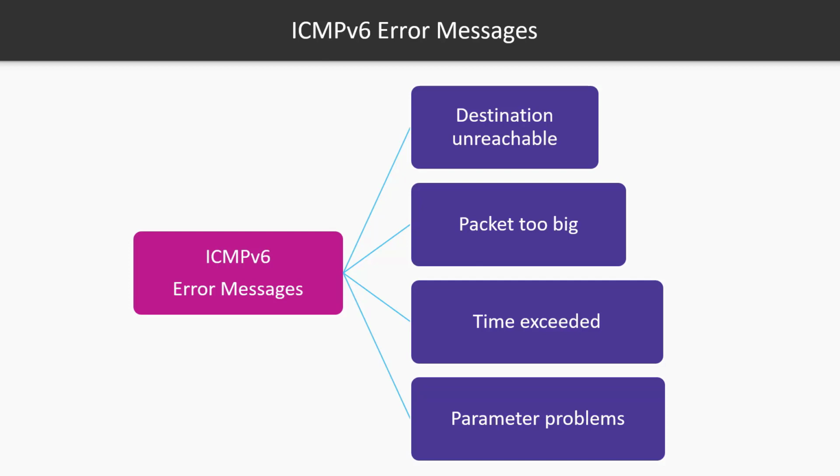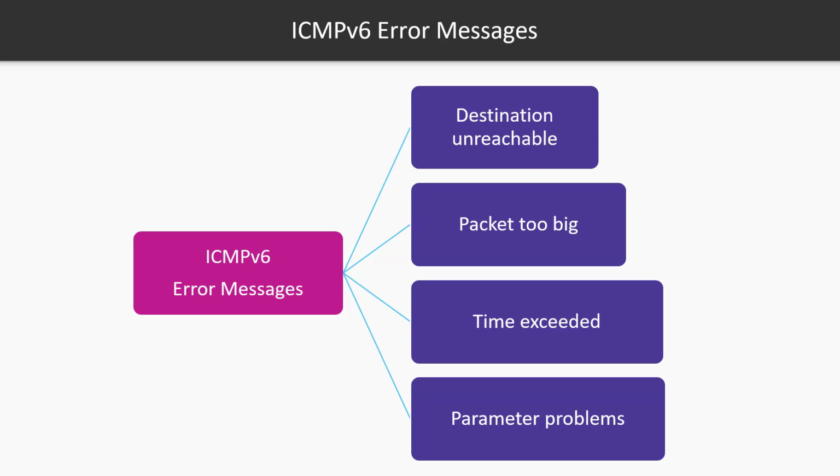Time exceeded is similar to the time to live field value in IPv4 datagram header. So the IPv6 header includes a hop limit field. The hop limit field value in the IPv6 header is used to prevent infinite looping. So here, the hop limit field in the IPv6 datagram's header is decremented by each router that forwards the packet. When the hop limit field value reaches 0, the router discards the datagram and returns this message, which is the time exceeded message, to the source host.